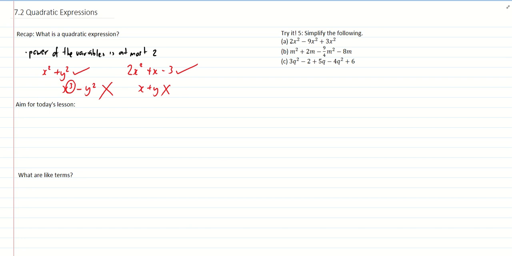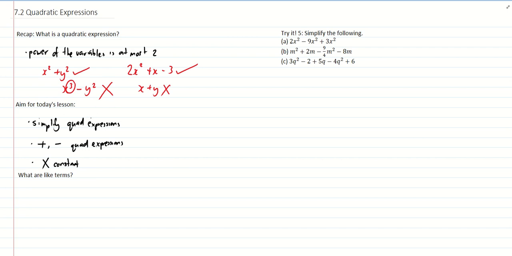For today's lesson, our objective will be very simple, which is basically to simplify quadratic expressions. We will also talk about adding or subtracting quadratic expressions. And last but not least, we will be talking about multiplying a constant with the quadratic expression itself. So this will be our objective for today's lesson.